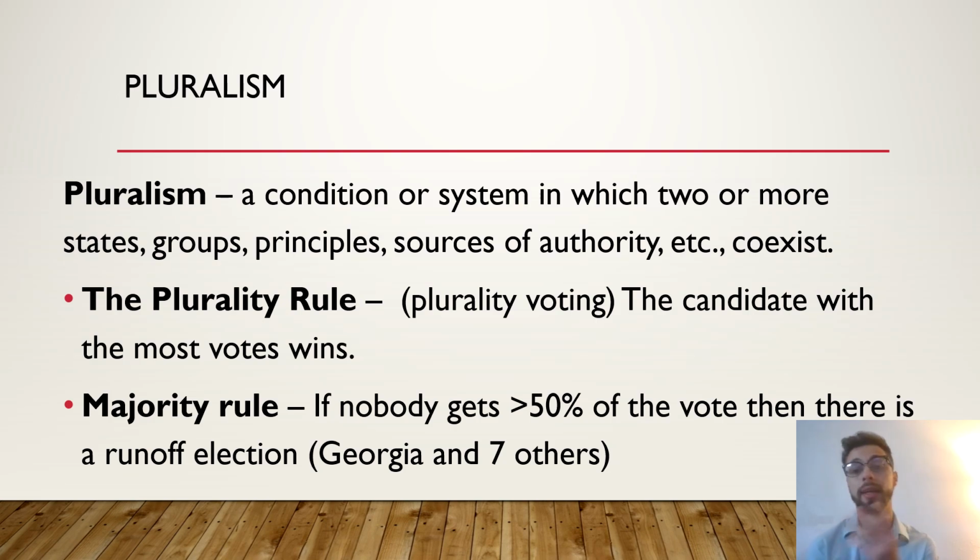Pluralism in this term is a condition or system in which two or more groups, states, principles, and sources of authority, etc., coexist. Now, we of course know we live in a pluralist system, and we have to figure out ways to have an electoral process that provides for majority rule with minority protections and minority access to government representation. So when we look at pluralism in effect in the United States, we do see two terms used quite often that we should have a concrete definition for. Those are majority rule and plurality rule.